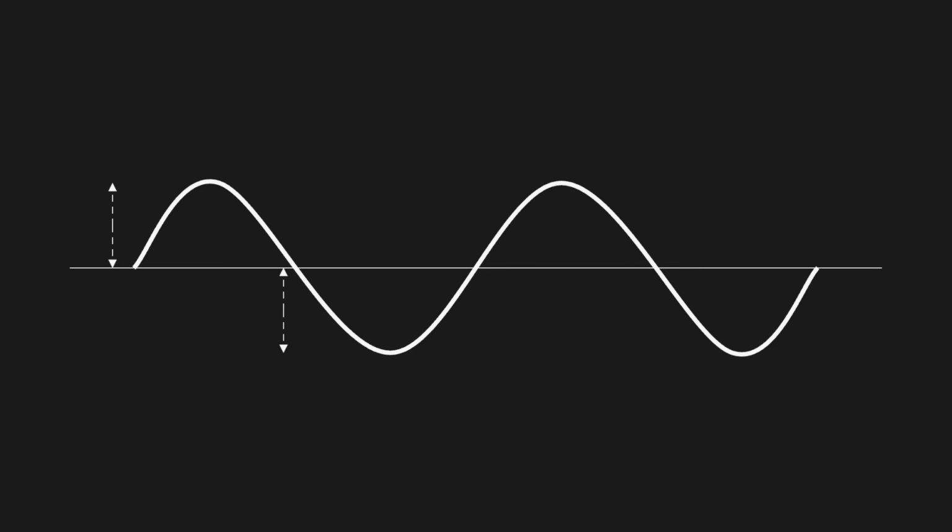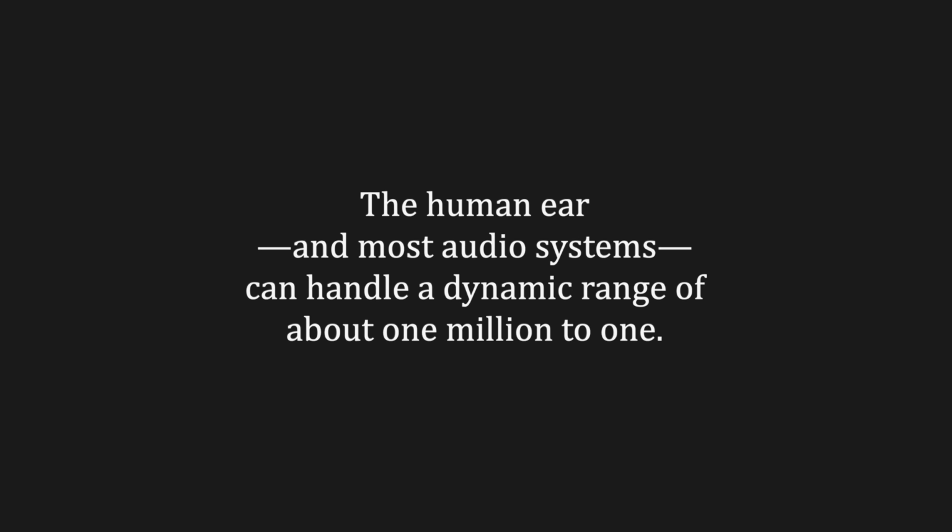Amplitude refers to how much sound pressure moves above or below normal air pressure. Sound pressure itself is very small. For example, if the normal air pressure is 14.7 pounds per square inch, even a loud sound only changes it slightly, between about 14.699 and 14.701 psi. Still, the difference between the quietest and loudest sounds we can hear is enormous. The human ear and most audio systems can handle a dynamic range of about 1 million to 1.